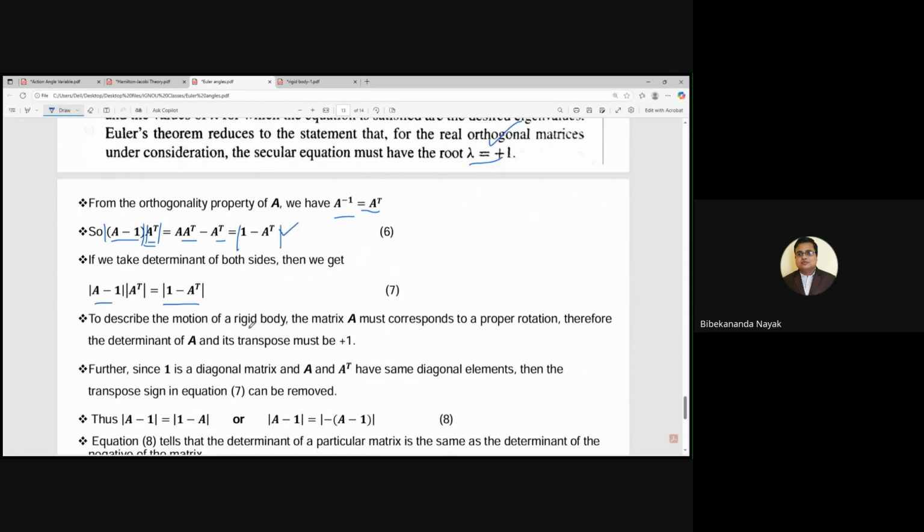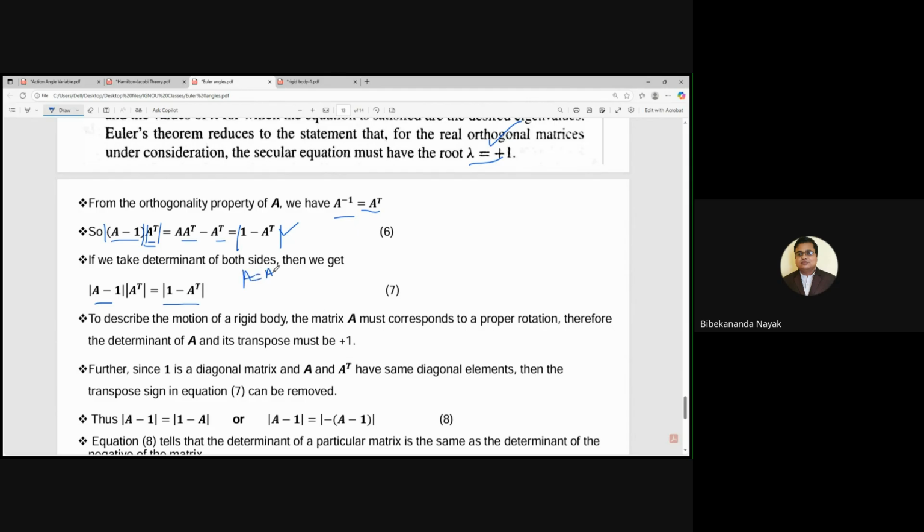To describe the motion of a rigid body, the matrix A must correspond to a proper rotation. Therefore, the determinants of A and its transpose must be plus 1. Further, since 1 is a diagonal matrix, A and A transpose have the same diagonal elements. In A minus 1, the unit matrix is subtracted from A, so only the diagonal elements are affected. Here it is also 1 minus A transpose, and we know the determinant of A transpose is the same as that of A.